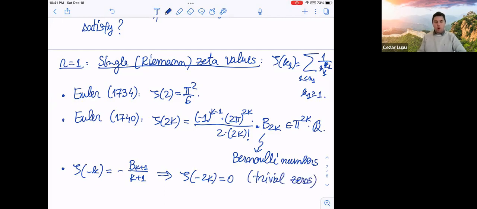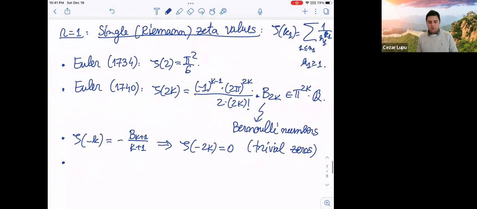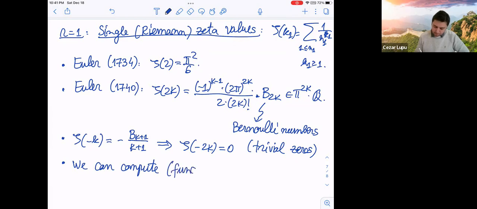Because all odd Bernoulli numbers except for the first one are zero. All right, so we know what happens at negative integers. Now, because of Euler's formula, using the functional equation and the formula for zeta of 2k, we can compute zeta of 1 minus 2k.